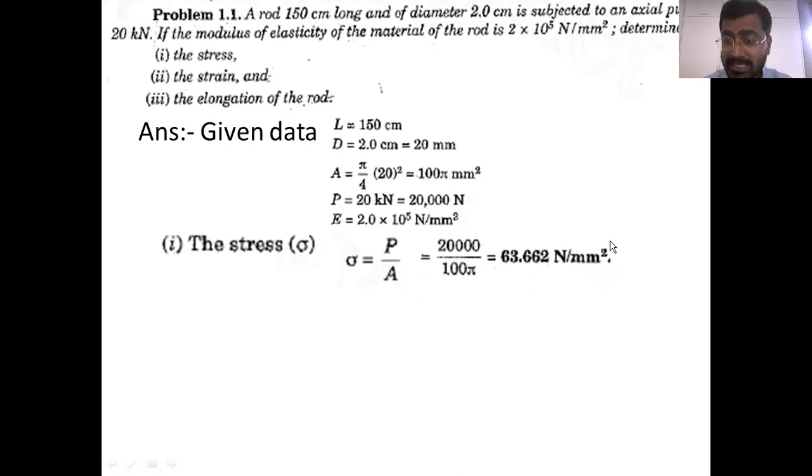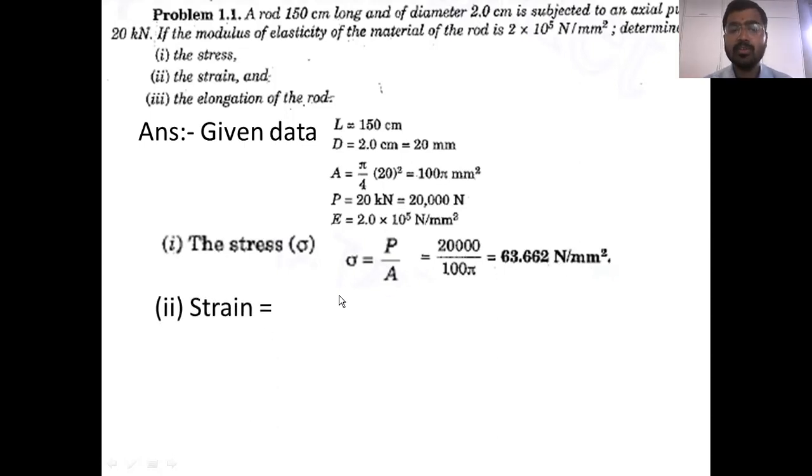And you have to write the units every time. Please be careful, you have to write the units. So 20,000, the unit is Newton, by 100 into pi. The unit for area was mm square. So Newton per mm square.